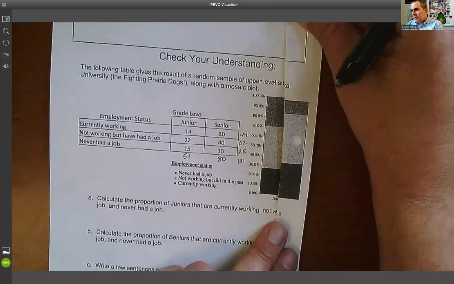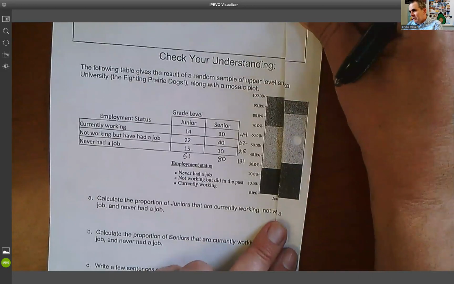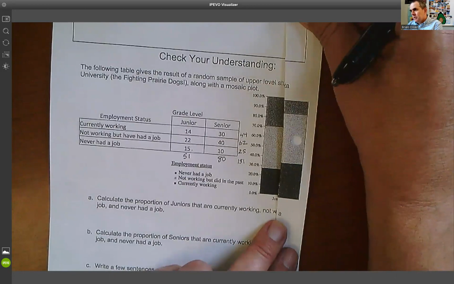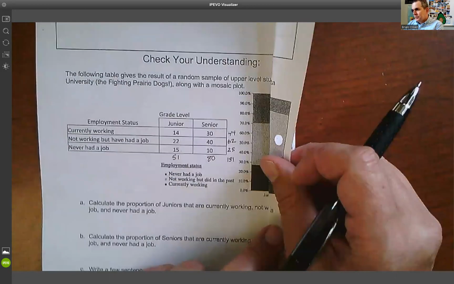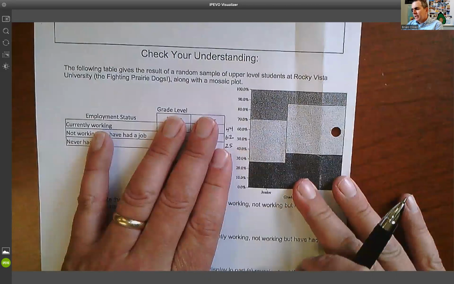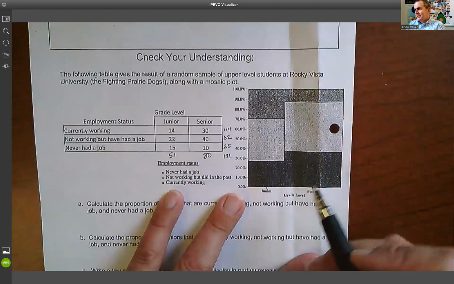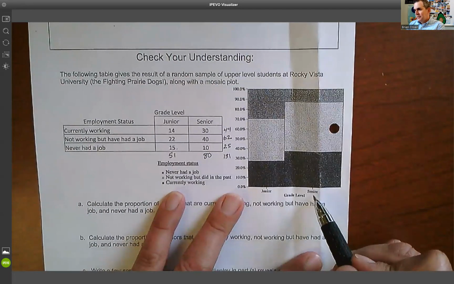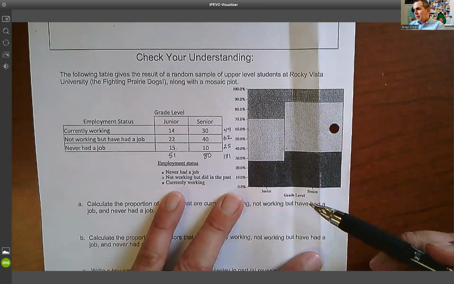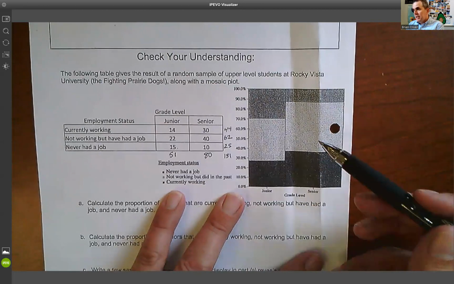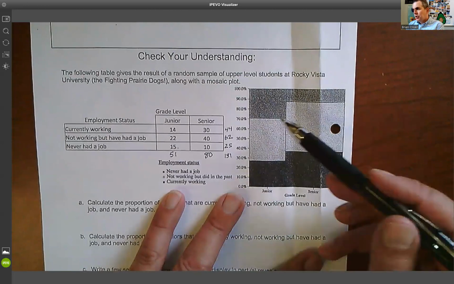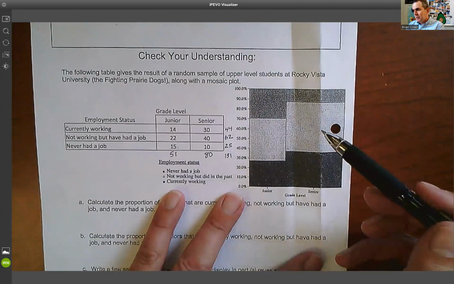And the thing that you run into with segmented bars is it's great to look at, but it doesn't give you a sense of magnitude. What I mean by a sense of magnitude is this. When I expand this out, I can see that the seniors in this table have a much larger number than the juniors. So I want to show you how a Mosaic plot works.